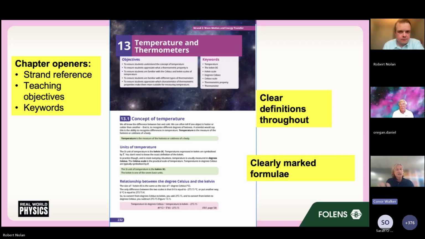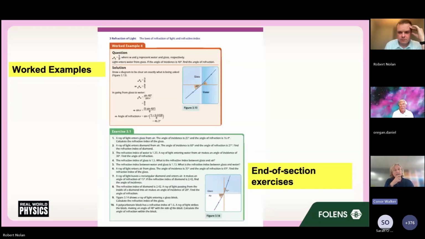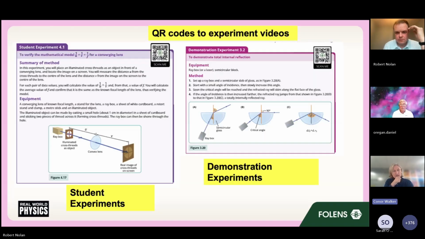So we have at the beginning the relevant strands listed. We have the teaching objectives, keywords, clear definitions set out throughout the book in green boxes, and the relevant formulae and the page references in the formulae and tables booklet are provided. Then we have a full range in every chapter of worked examples and end of section exercises as well. So there's comprehensive practice throughout.